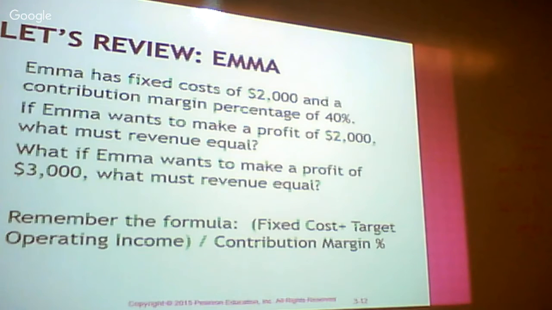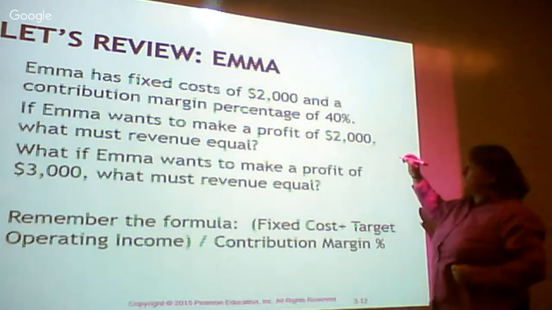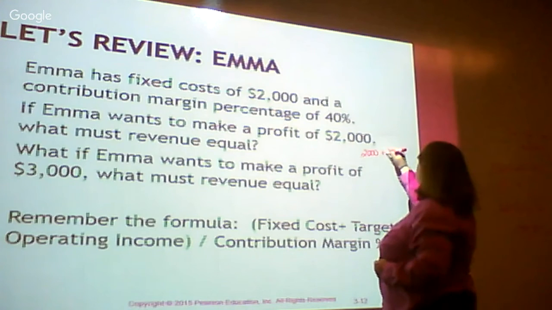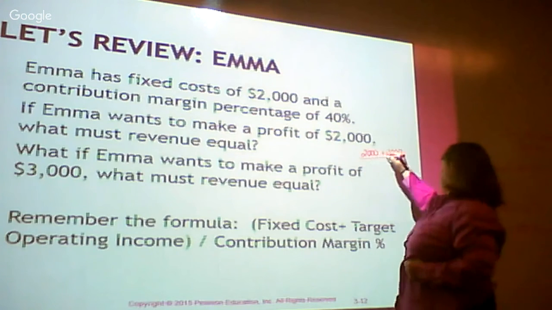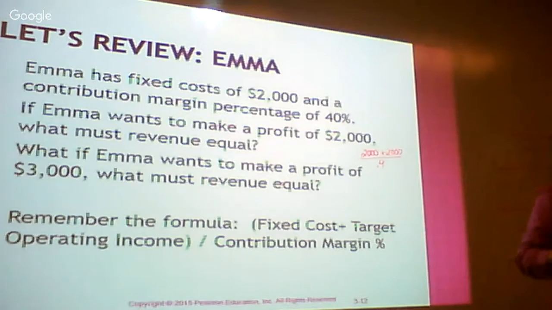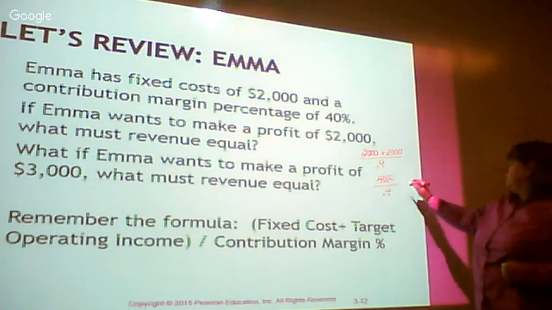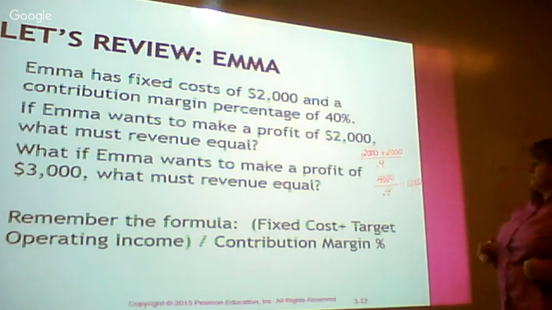Yeah, because we have fixed costs in the profit. So let's look at the first one. So I'm going to write it here so the video can show it. We have 2,000. That's the fixed cost, plus the $2,000 for the profit that we want. Divide by 0.4, because we got to convert the percentage into a decimal, right? So then what? We got 4,000 divided by 0.4. So what do I get? 10,000. So if you got to crank out 10 grand to get 2.